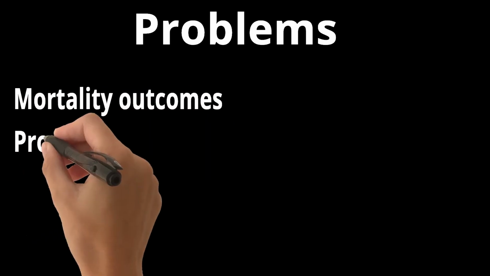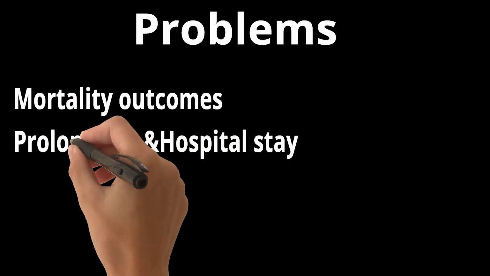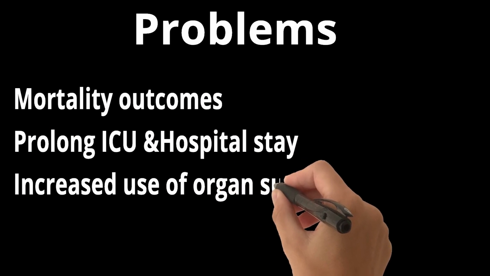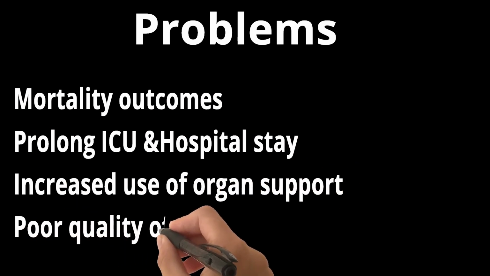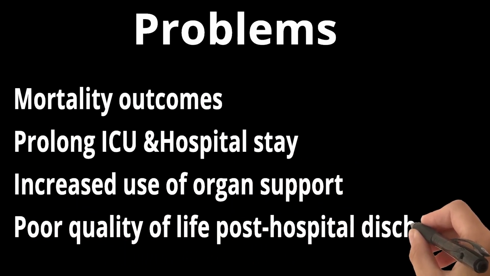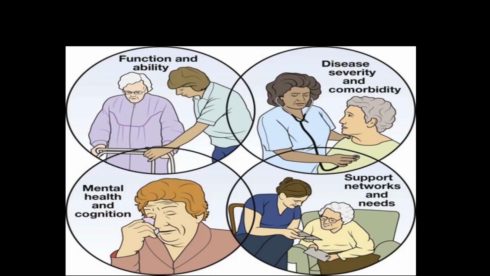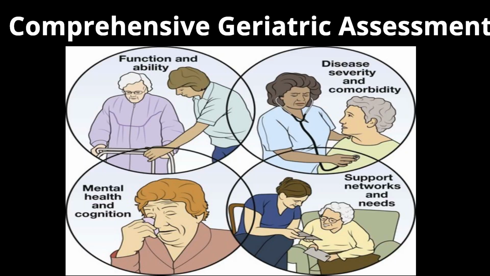Frailty is important because it not only affects mortality outcomes but has been found to prolong ICU and hospital stay, with increased use of organ support as well as a poor quality of life post-hospital discharge. Frailty may be measured or estimated using many methods, and the gold standard is the comprehensive geriatric assessment. This takes time and requires a fully cooperative patient and is not possible to use at ICU admission.